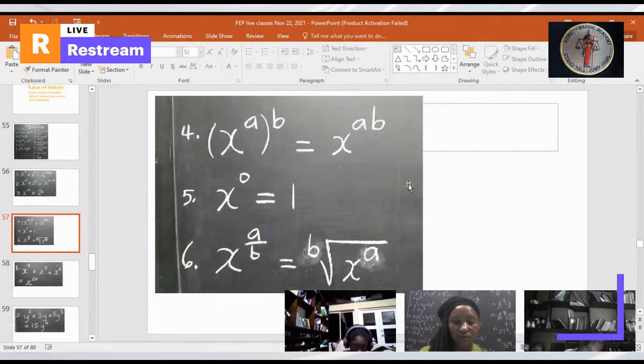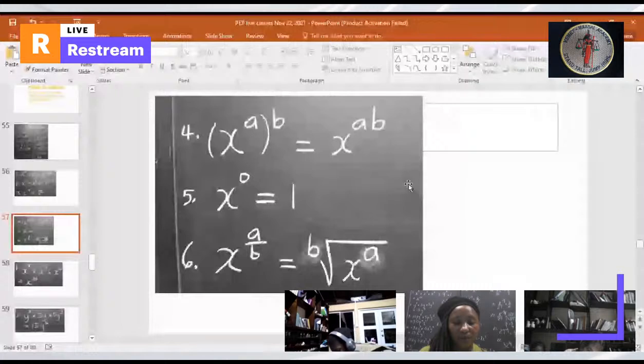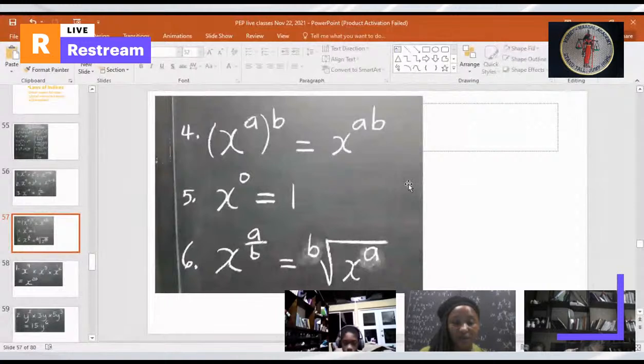The fifth rule: any number raised to the power of 0 is 1. It doesn't matter how big or small the number is, positive or negative, a fraction or a decimal or a whole number. Once you're raising it to the power of 0, the answer is 1.